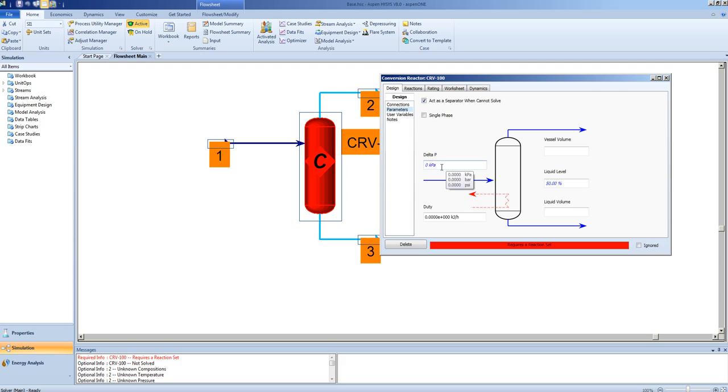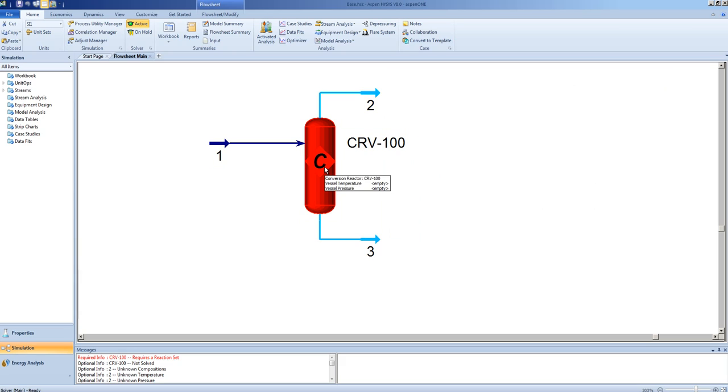In a real process, this pressure drop would vary based on the void factor or the voidage factor of the catalyst present, and as the catalyst deteriorates, this pressure drop would increase. But for our ideal reactor here, we shall leave the pressure drop as 0.